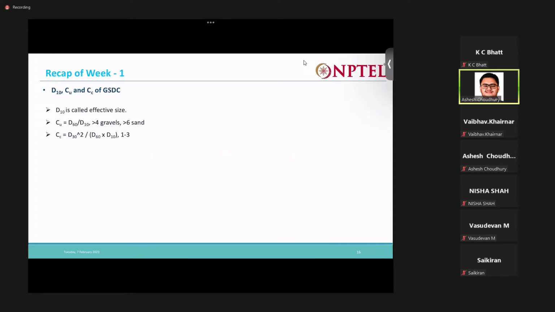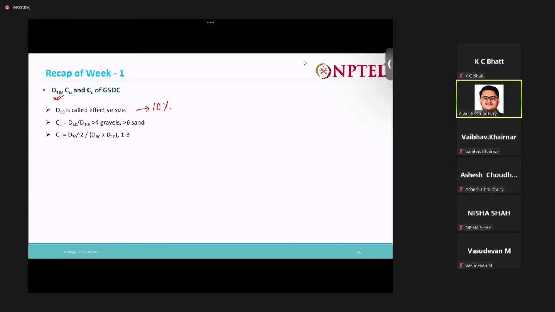Some important parameters of this grain size distribution curve: one is your D10. D10 is called the effective size. D10 is nothing but the size corresponding to 10% finer. So you have the grain size distribution chart. Here you have the percentage finer and you have the sizes here. Corresponding to 10%, you will get some size. This is nothing but your effective size.